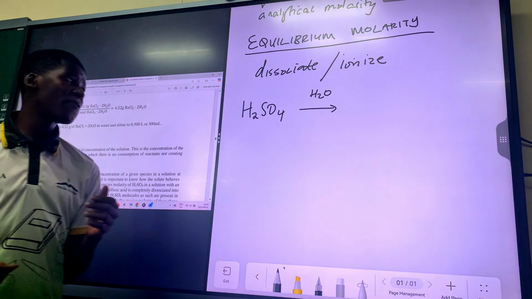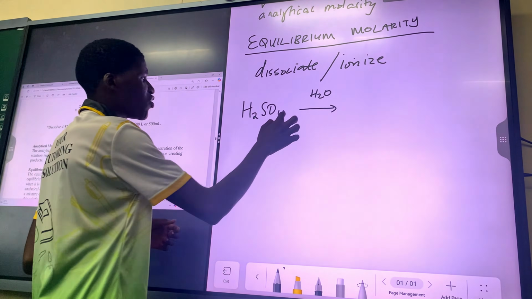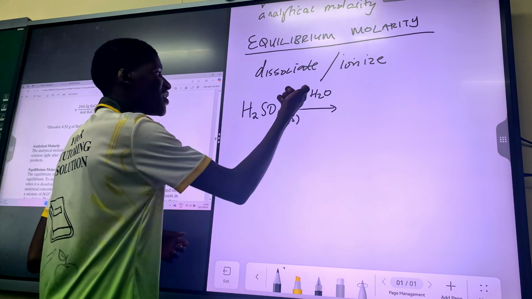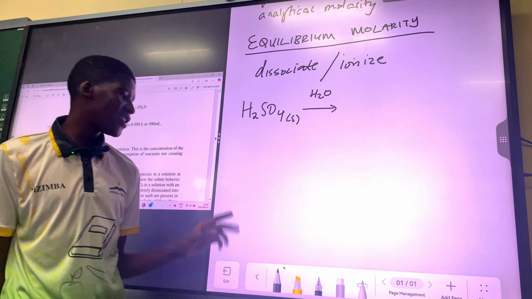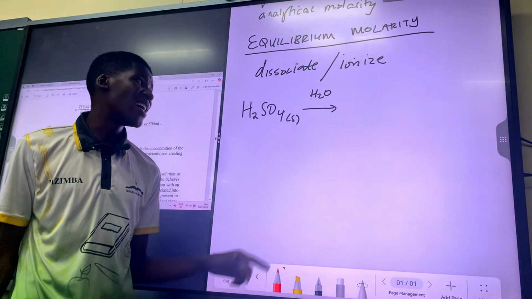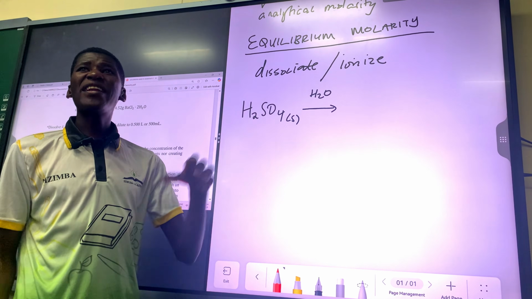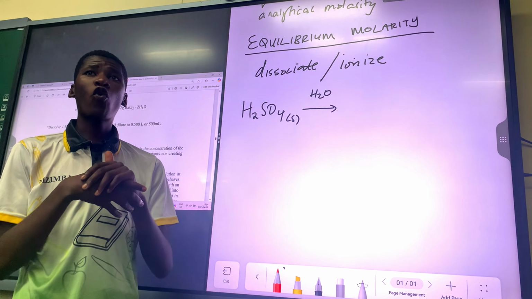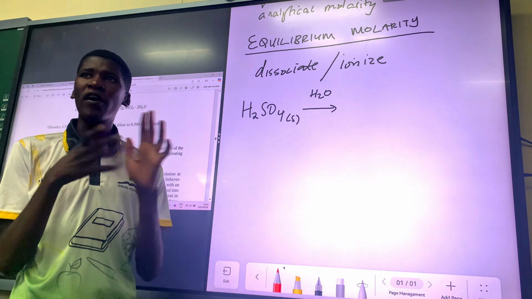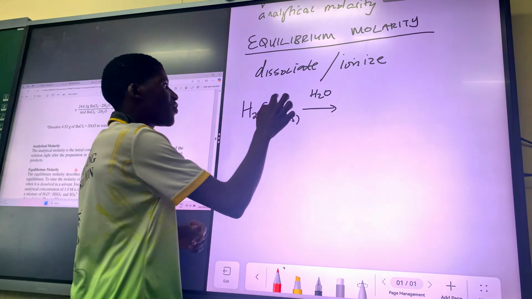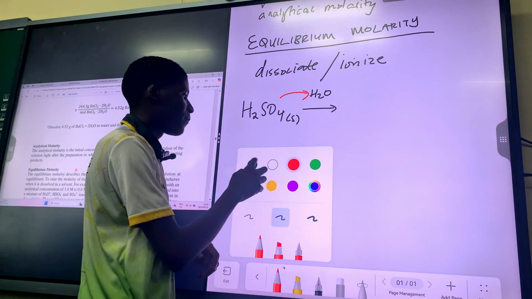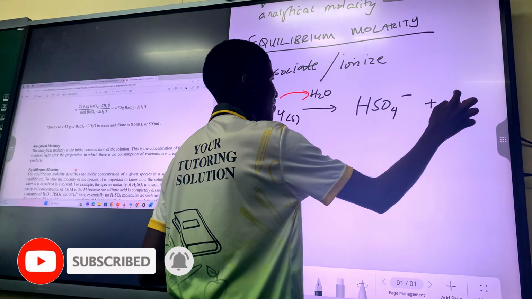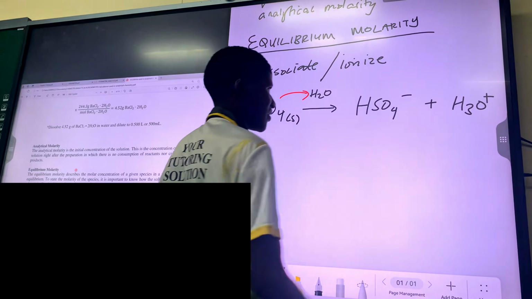If you dissolve sulfuric acid in water, assume it is in its solid state, what do you expect to happen? Because this is an acid, and a strong acid, it will dissociate completely. It will give a hydrogen to H2O, and then we'll have HSO4 minus plus H3O plus.